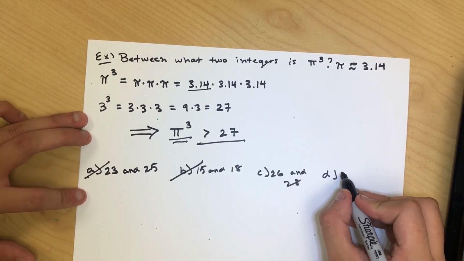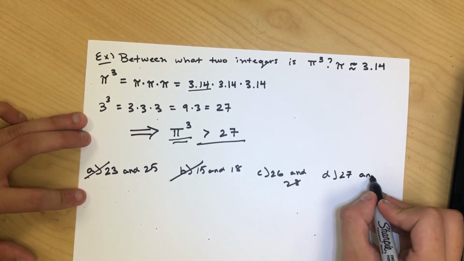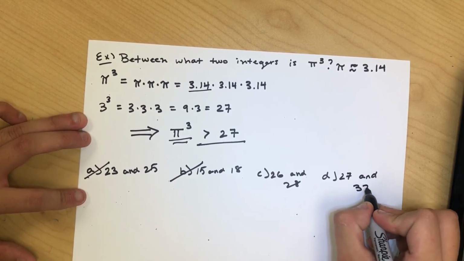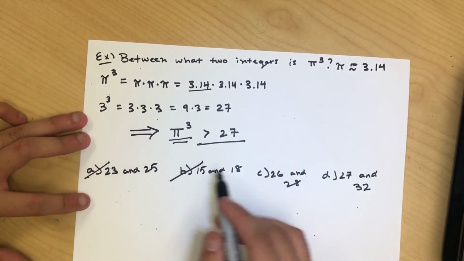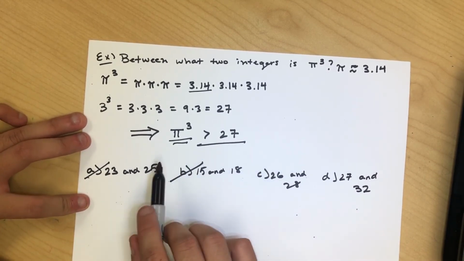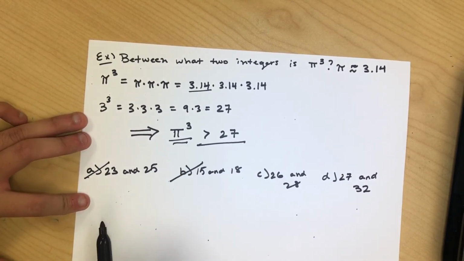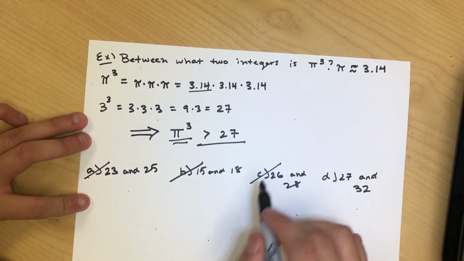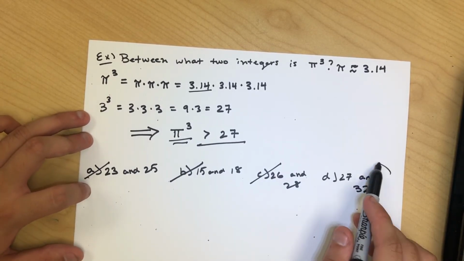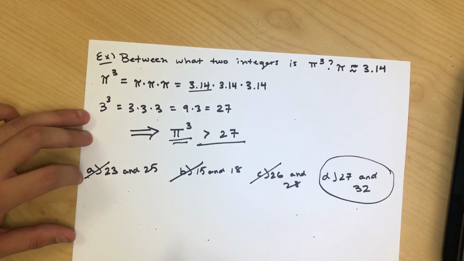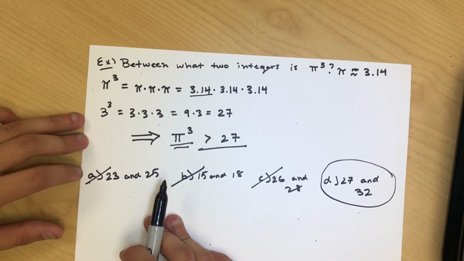Okay? So maybe this last one's a little bit nicer and makes a little more sense. Maybe they're telling us it's in between 27 and 32. Okay? In which case, obviously the other three aren't working because they're telling us pi cubed has to be greater than 27. Okay? So maybe we're looking at something more along the lines of this one. Okay?